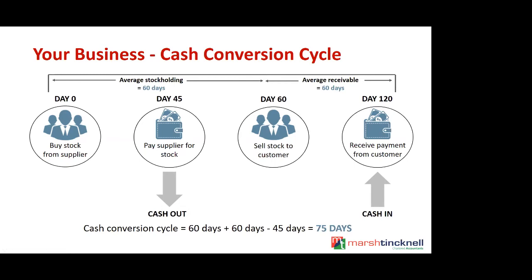So now we can calculate your cash conversion cycle. If we look at the original 60 days on average stock holding, plus the additional 60 days to get paid by your customers, less the 45 days that you've got to pay your suppliers, that equates to 75 days to convert your inputs into your cash.